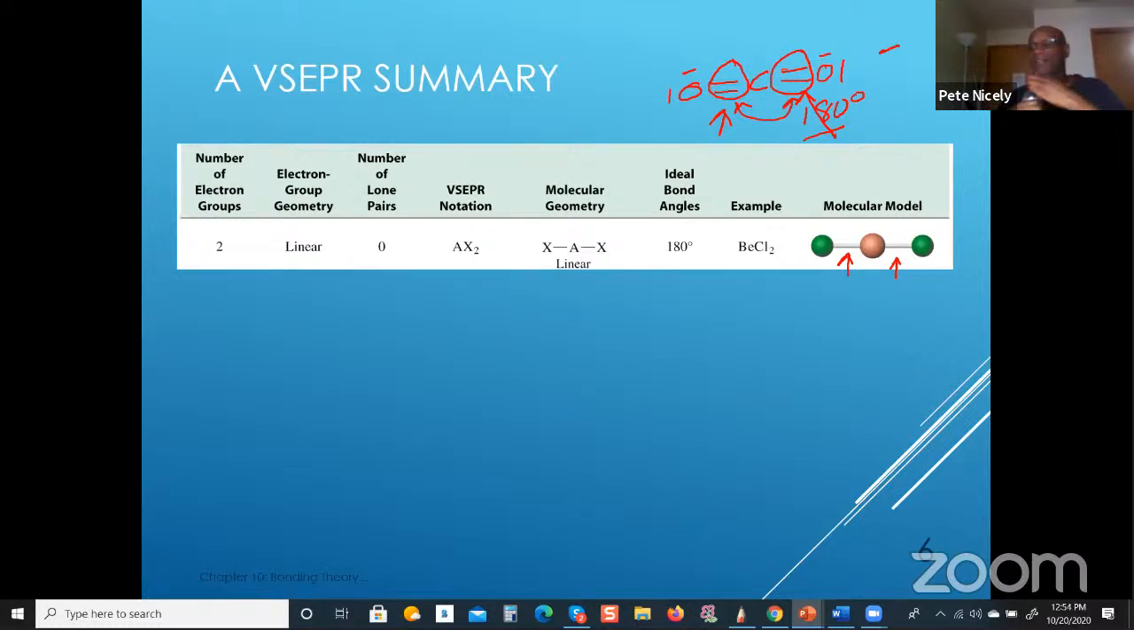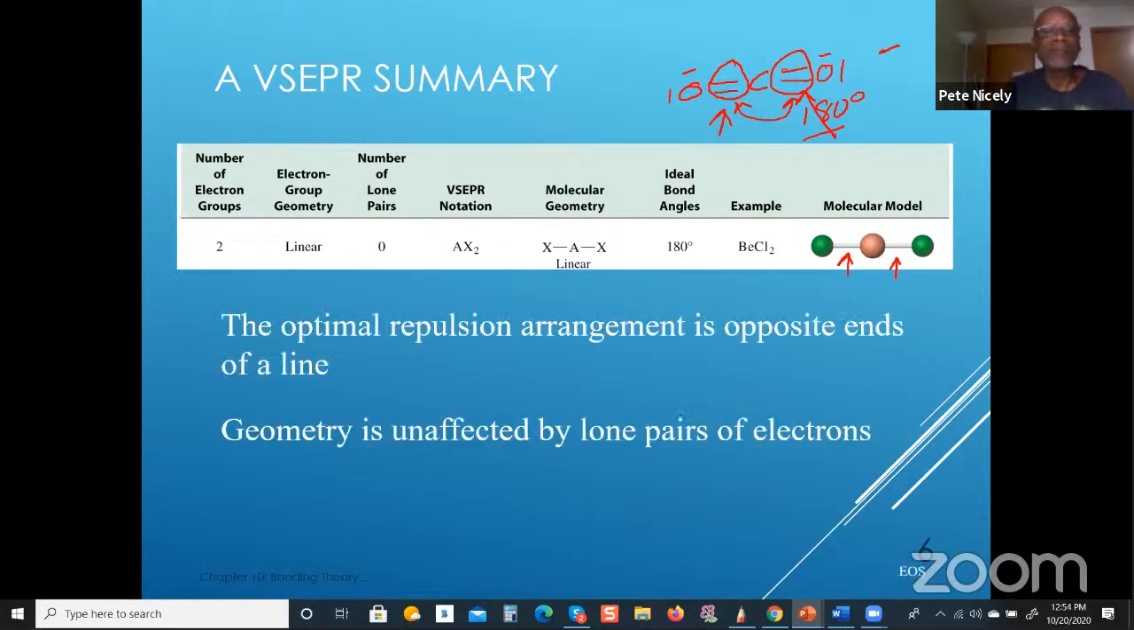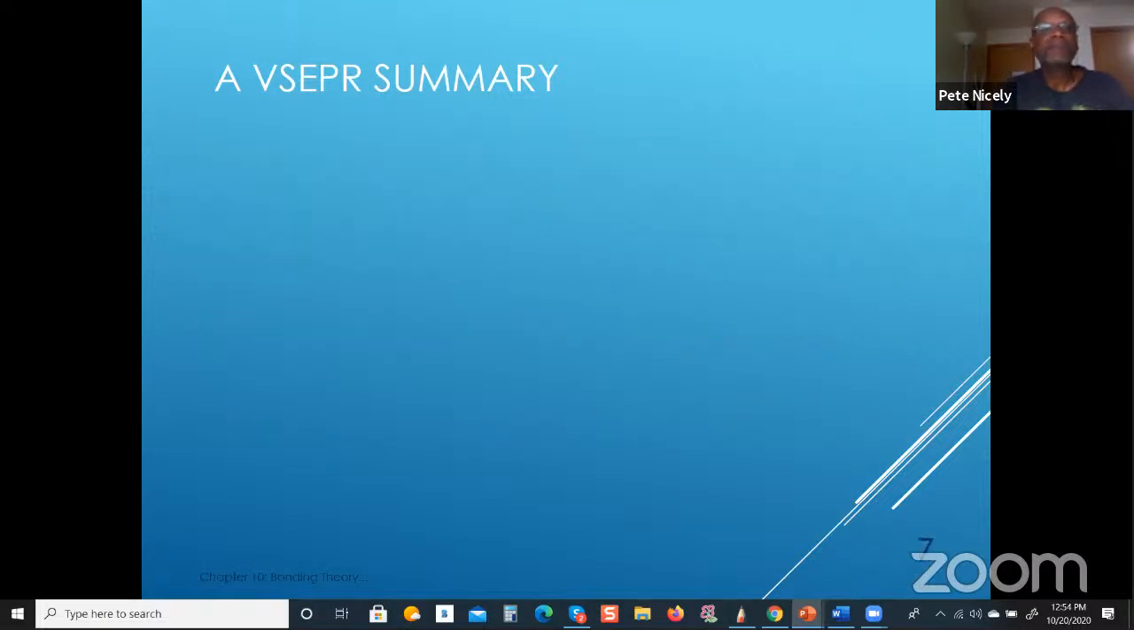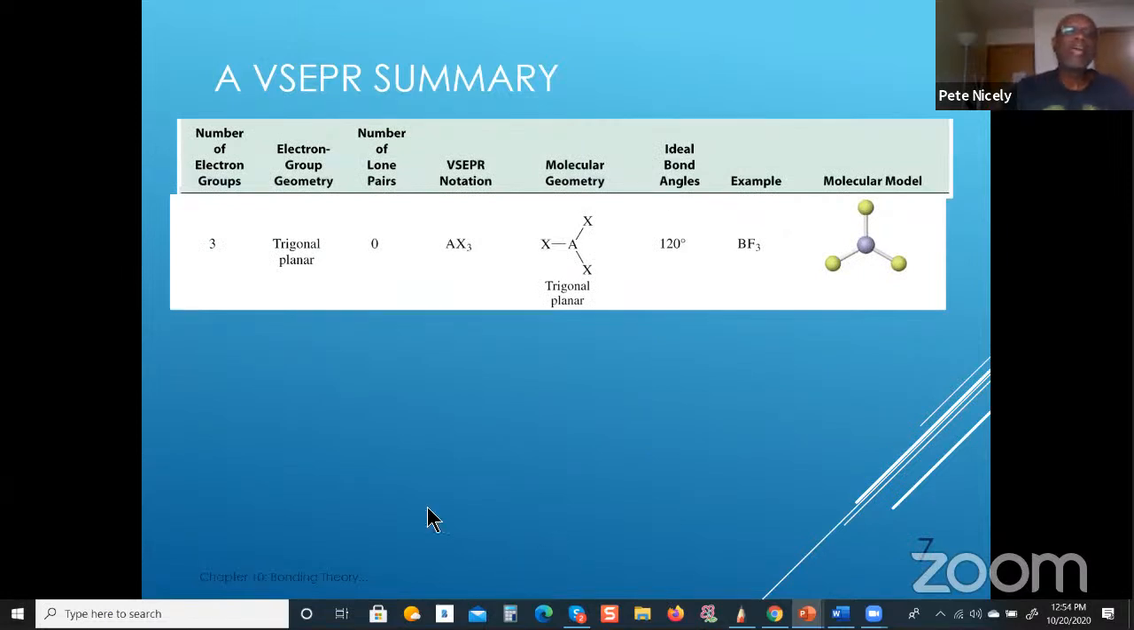Okay, so the next in this series we're going to look at, let me just skip all this here because I discussed that already, is where we have three electron groups around the central atom. Now, these electron groups will be arranged to adopt a trigonal planar arrangement. The situation we'll be looking at here is where there are no lone pairs on the central atom, which means that the VSEPR notation is AX3, right?